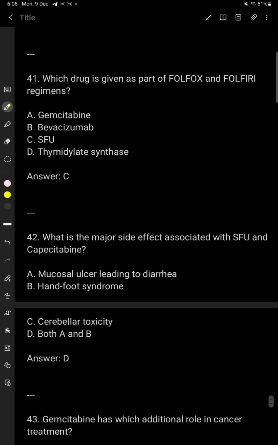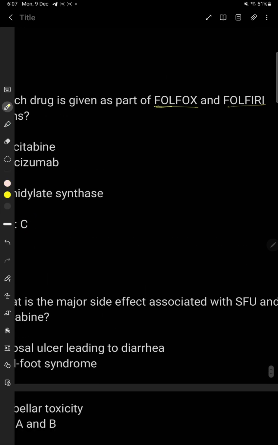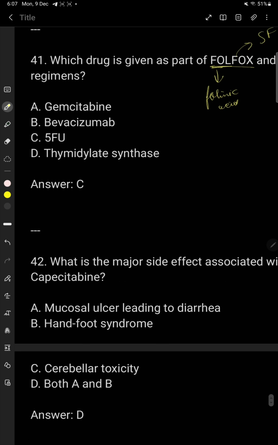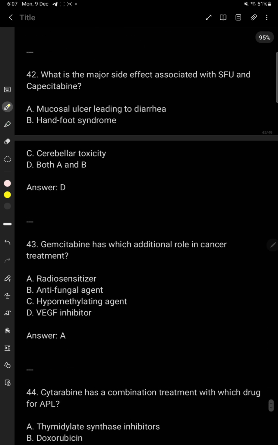Which drug is given as a part of FOLFOX and FOLFIRI regimen? So the FOL in FOLFOX and FOLFIRI stands for folinic acid, and the F stands for 5-fluorouracil. So 5-fluorouracil is given as a part of FOLFOX and FOLFIRI regimen for colorectal cancer.